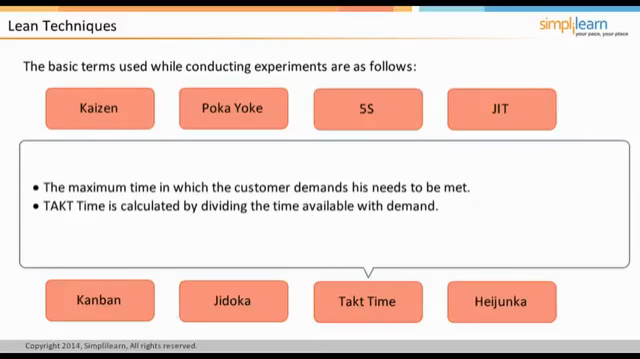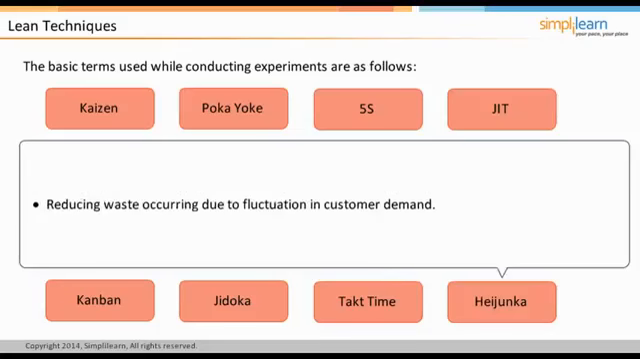Takt time is the maximum time in which the customer demands need to be met. For example, a customer needs 100 products, and the company has 420 minutes of available production time. Takt time equals time available divided by demand. In this case, the company has a maximum of 4.2 minutes per product. This will be the target for the production line.